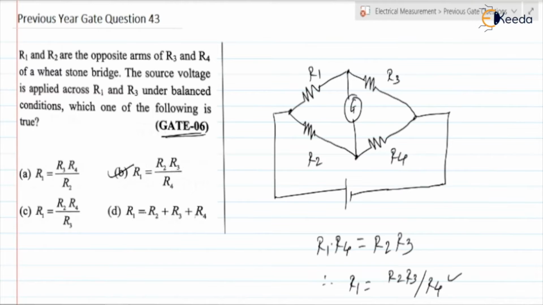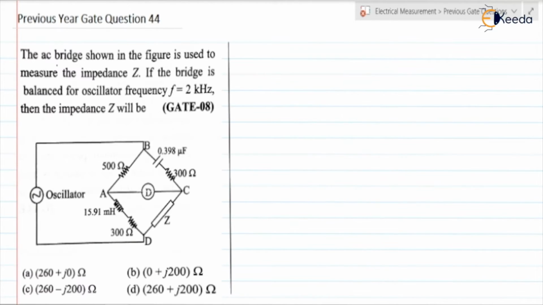So friends, this is about the previous year GATE question number 43. Previous year GATE question number 44. Let us read the question. The AC bridge shown in the figure is used to measure the impedance Z. If the bridge is balanced for oscillator frequency f equal to 2 kilohertz, then the impedance Z will be, and they have given the four options, right?